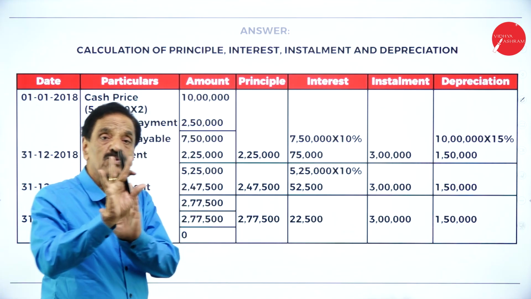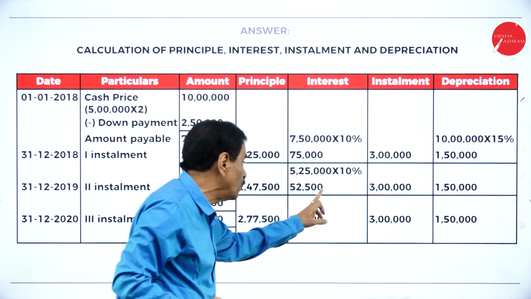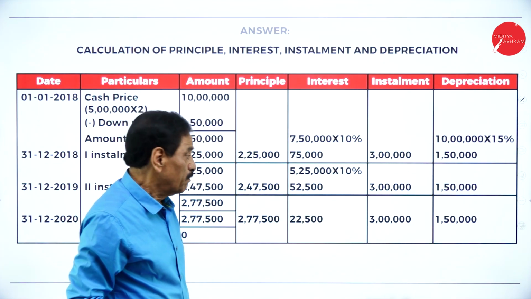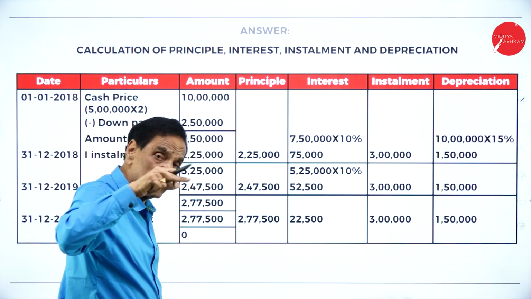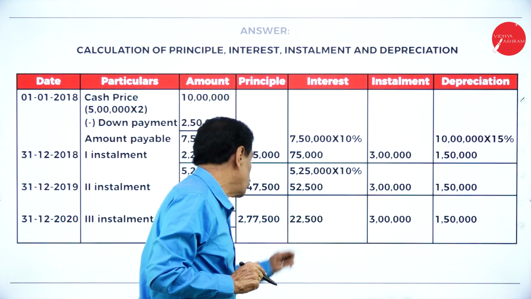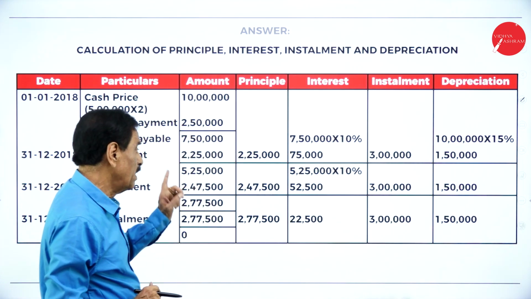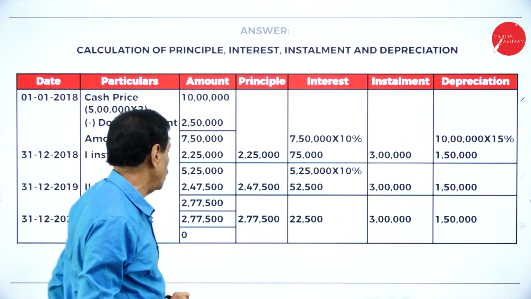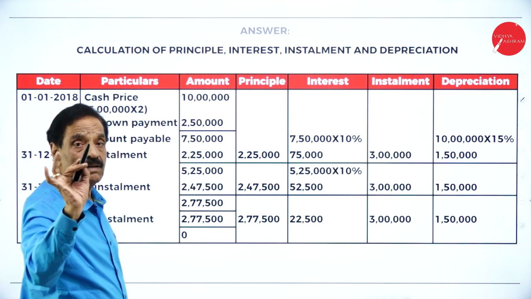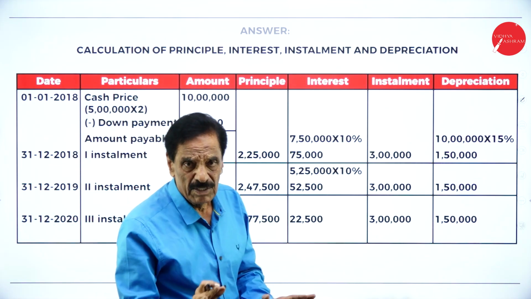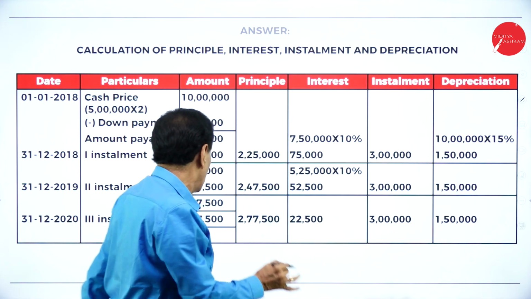This year also he is going to pay 3 lakh. 10% of 5,25,000 is 52,500. But he pays 3 lakh, which includes the interest of 52,500. The actual principal amount is 2,47,500. Out of 3 lakh, deduct 52,500, and you get 2,47,500. In the last installment, you have to clear up the loan. How much does he have to pay?